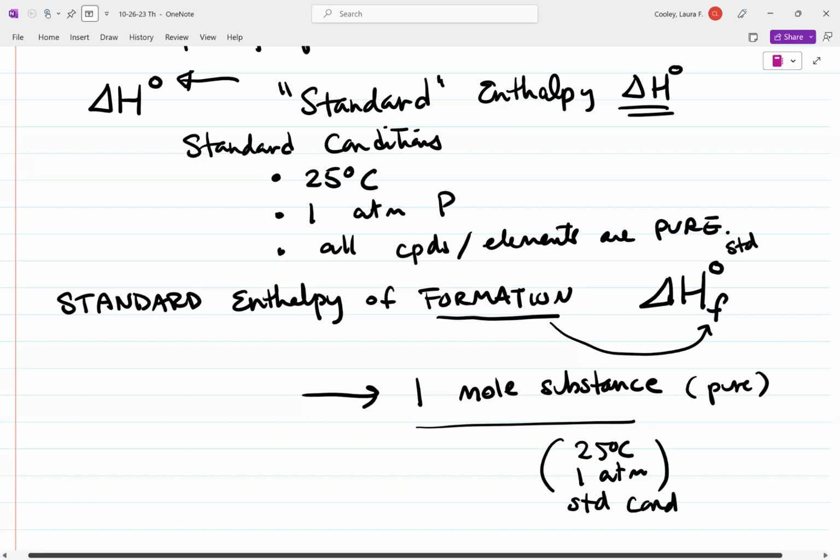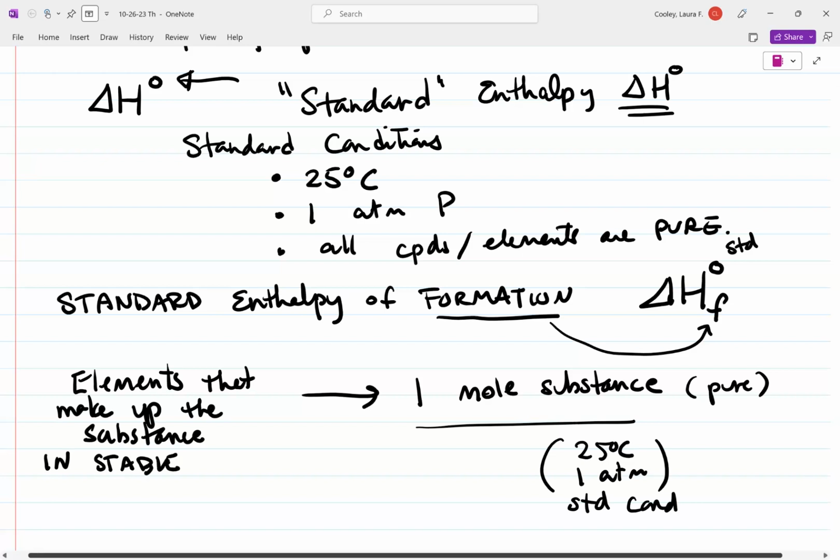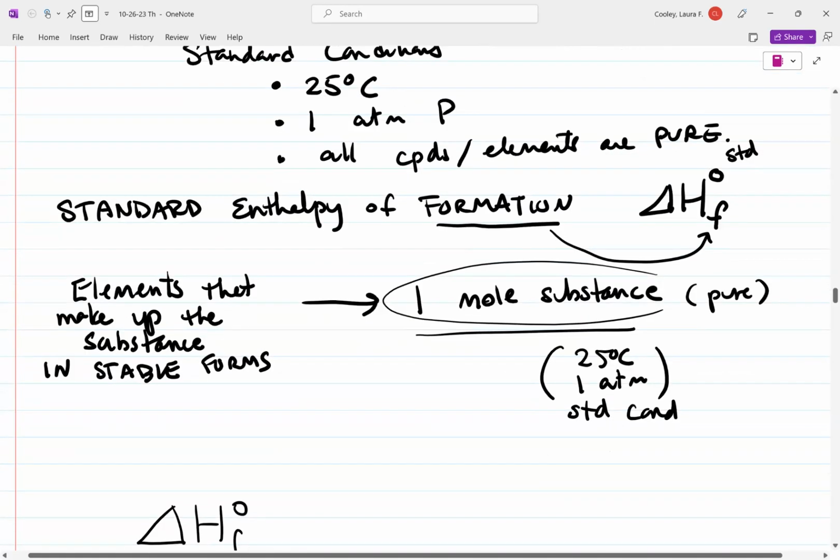Okay. From what? Forming them from the elements that make up the substance in their stable forms. So it means the enthalpy change for forming 1 mole of any substance, pure, under standard conditions, starting with the elements in their stable form.